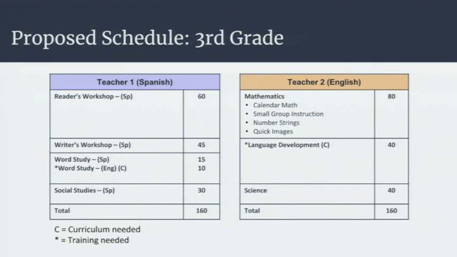Third grade is a transitional grade. Not only is it the first time students are tested with STAAR, it is also a time where students are more independent. In our current model, the Spanish teacher only teaches in Spanish. You'll notice that there is now a time frame where the Spanish teacher will teach word study in English. This will be a purposeful time where teachers will bridge two languages, pointing out the similarities and differences between the two.